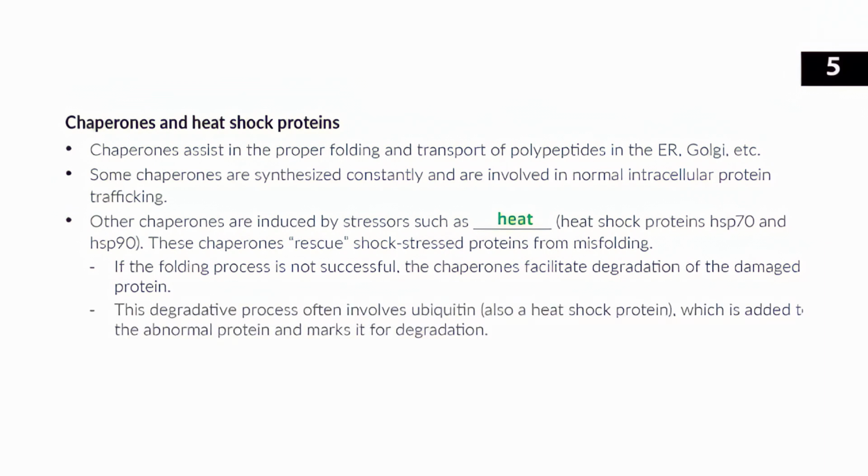This degradation process often involves ubiquitin, which is also a heat shock protein. Ubiquitin is added to the abnormal protein, which marks it for degradation by the proteasome. And we talked about how ubiquitin marks cyclins for degradation to help regulate the cell cycle. Well, ubiquitin also marks these abnormal proteins for degradation too.